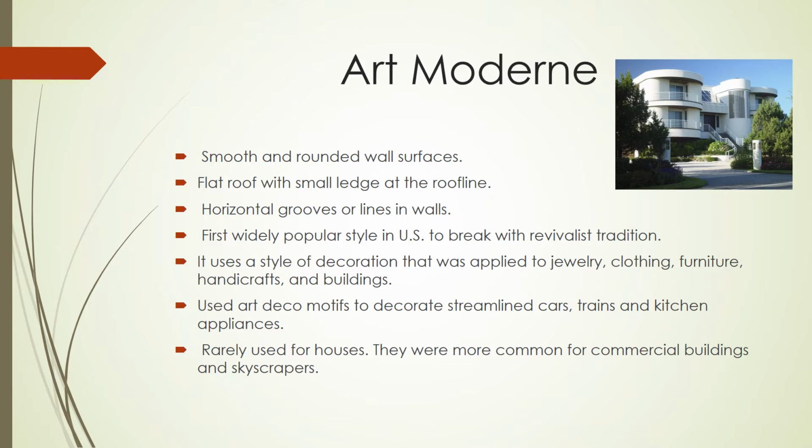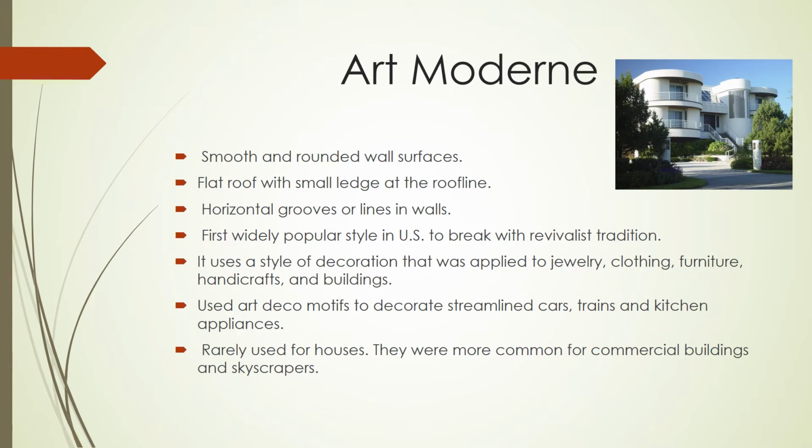Art Moderne is also known as Streamline Modern. It is a late type of the Art Deco architecture and design that emerged in the 1930s. Its architectural style emphasized curving forms, long horizontal lines, and sometimes nautical elements. These buildings had a flat roof with small ledge at the roofline, and had horizontal grooves or lines in the walls.